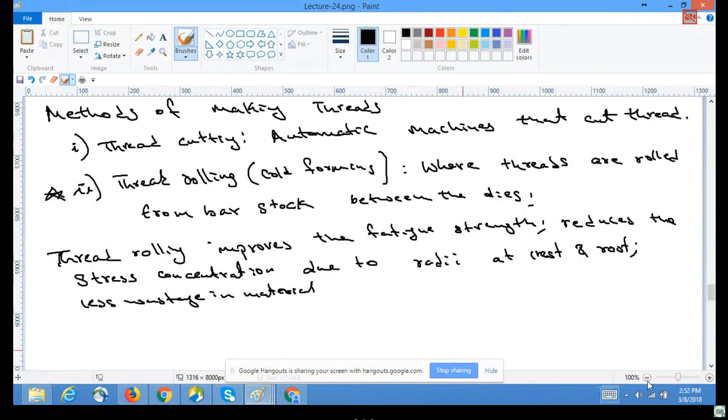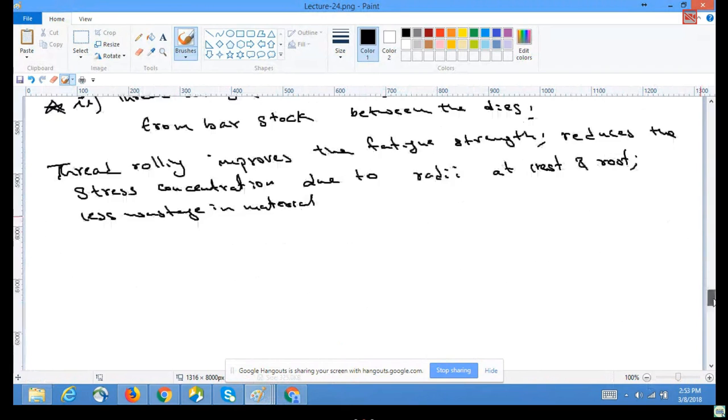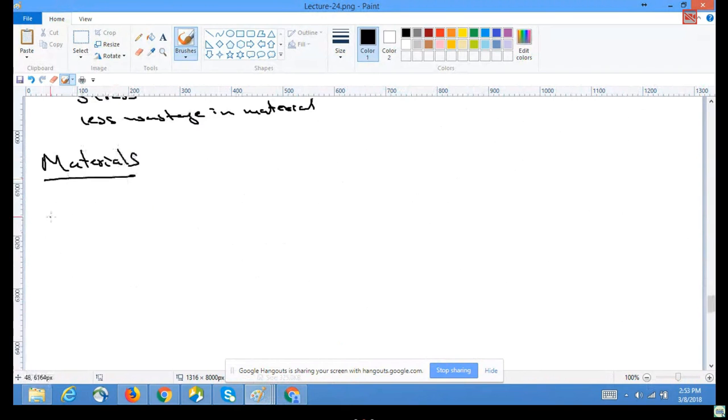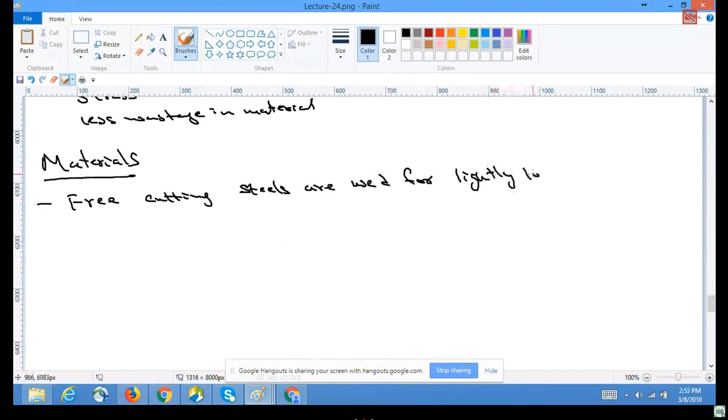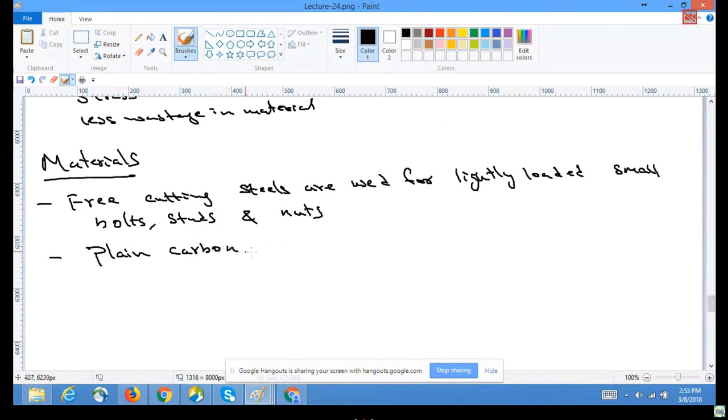And coming to the materials, free cutting steels are used for lightly loaded small bolts, studs, and nuts, whereas plain carbon and alloy steels are used for high strength bolts.